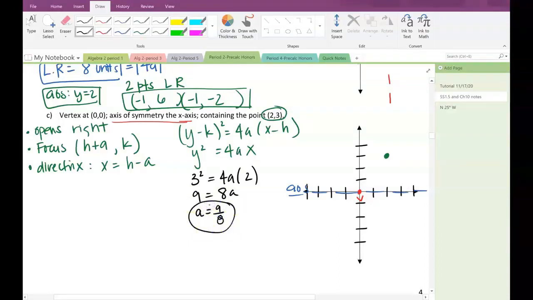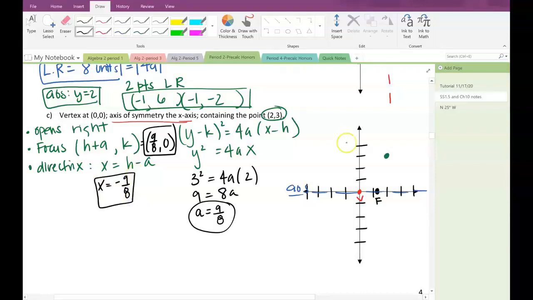Okay, not a friendly number, but that doesn't mean it's not a number, so let's go and fill in our focus. So focus will be now h plus a. H is 0, so that's going to be 9/8, 0. Let's go plot that. Okay, 9/8 is just slightly over 1. Bam, just like that, focus. Okay, then the directrix is just simply h minus a. Well, h is again 0 because the vertex is at the origin, so this is negative 9/8. All right, box that up.